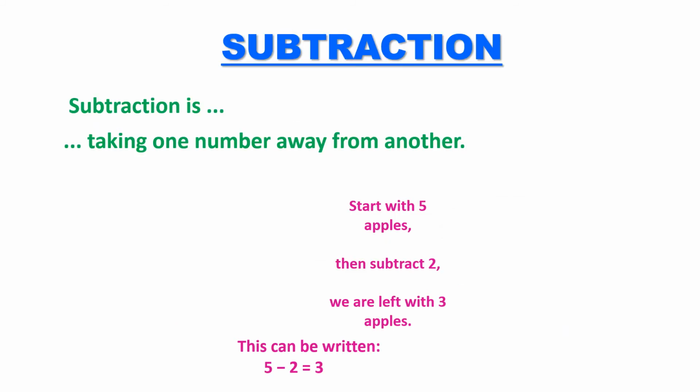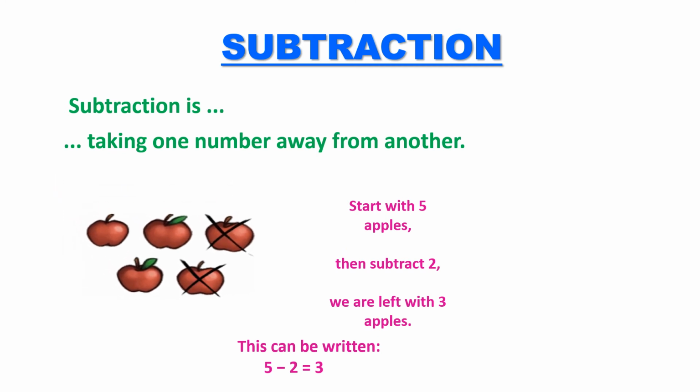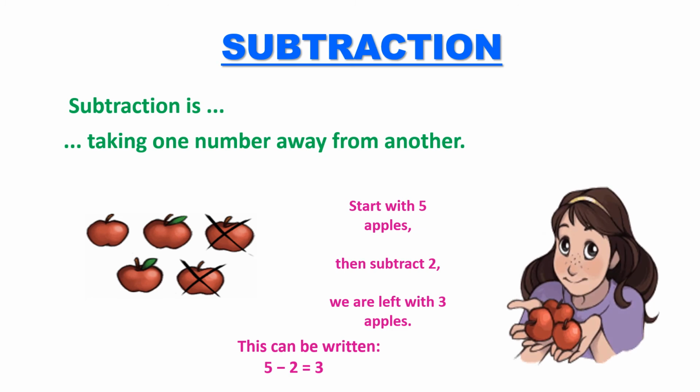Next is subtraction. In simple words, subtraction is taking one number away from another. Let's suppose at first we had 5 apples. Then if I take out 2 of them, how many are we left with? We are left with only 3 apples. When we write this in numerals, we write it like this: 5 minus 2 equals 3.